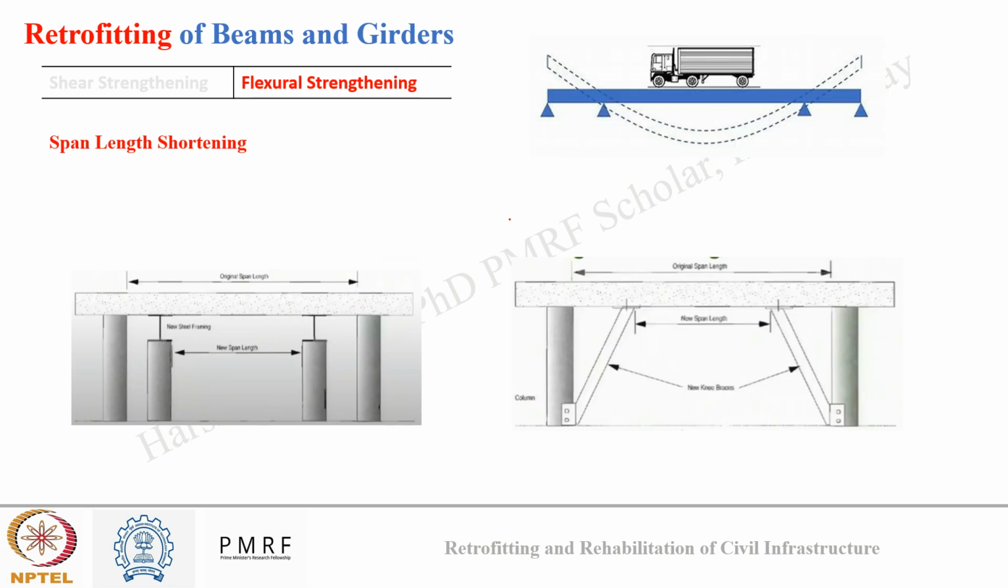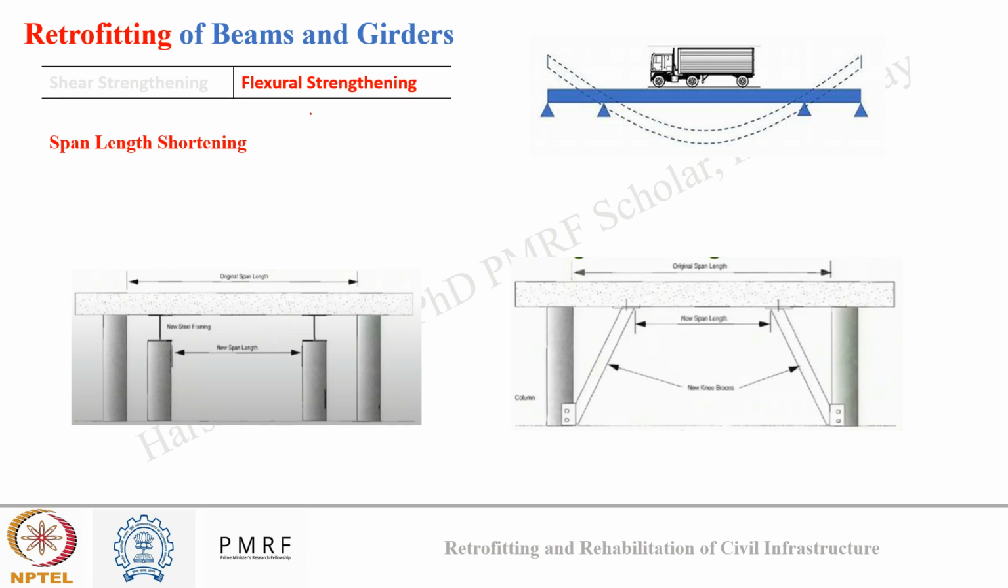And another way is, till now we talked about how the moment of resistance of a beam can be increased. Okay, either by providing additional steel, or by increasing the width of the member, or by increasing the depth of the member. But there is one more way in which flexural strengthening can be done. That is by decreasing the bending moment acting on the beam.